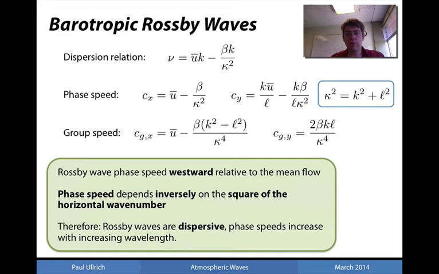For the shortest waves, which occur for the largest values of k, the beta over k term will then be small, and hence these waves will tend to propagate with the mean transport speed. Note also that the group speed can be either eastward or westward relative to the mean flow, depending on the choice of wave numbers k and l, whereas the phase speed is always westward relative to the mean flow.